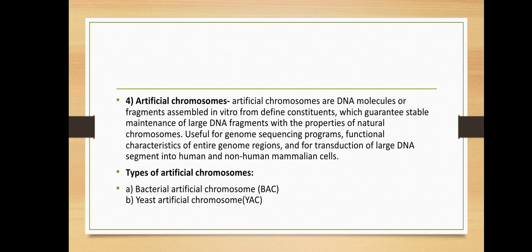Types of artificial chromosome. A. Bacterial artificial chromosome, BAC. B.